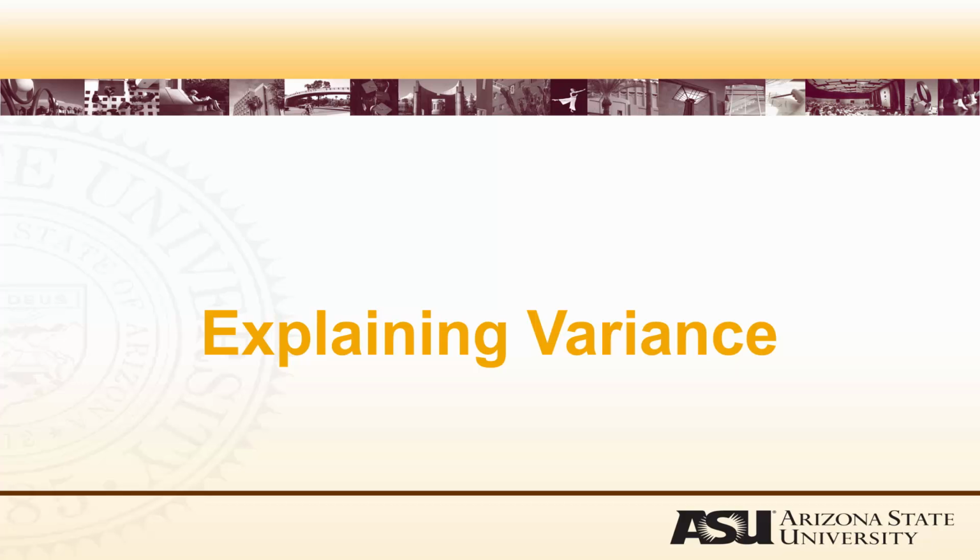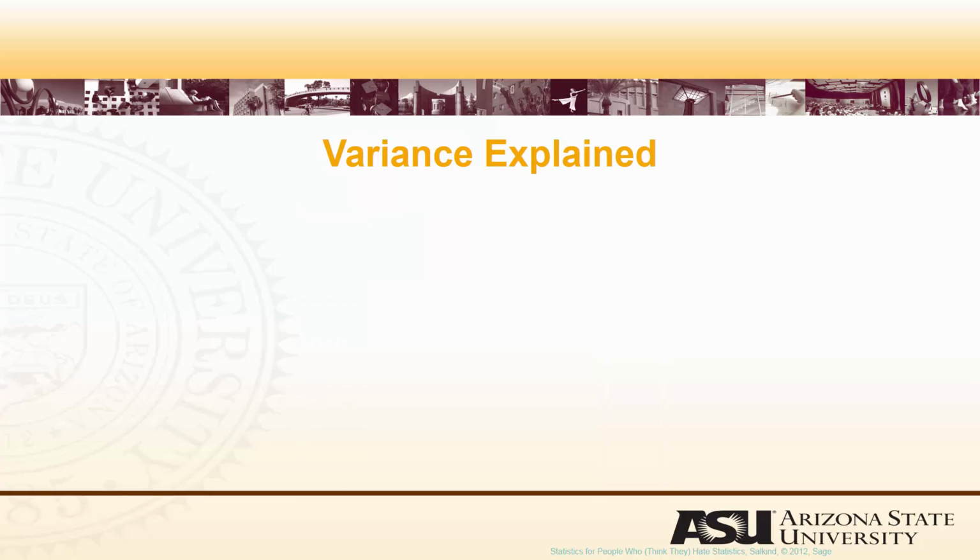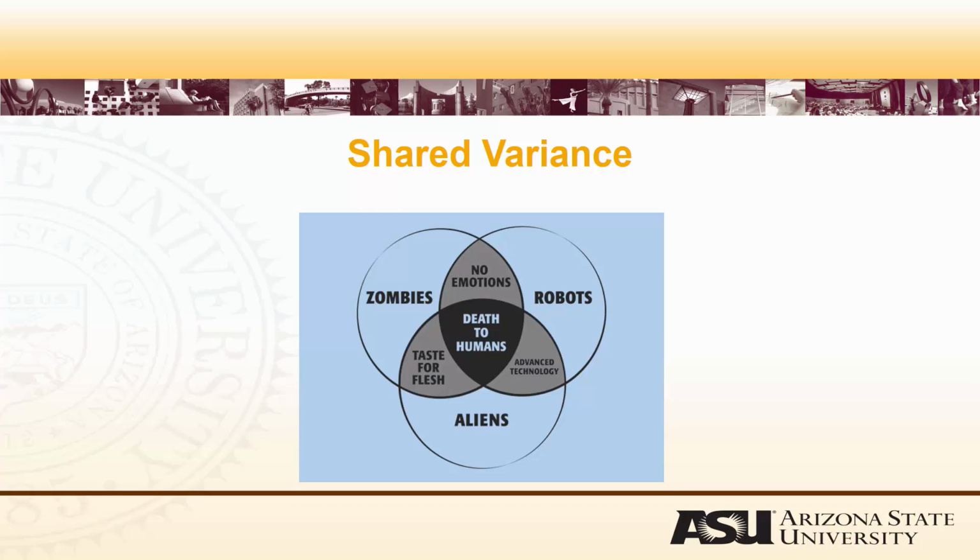So we can use a correlation coefficient to do something else too. We talked about variance when we were talking about range and standard deviation, but we're talking here about variability. And we want to explain the variability in one of our variables as it's explained by another variable. So here we can see an example of a chart that shows some of the shared variance between three different concepts.